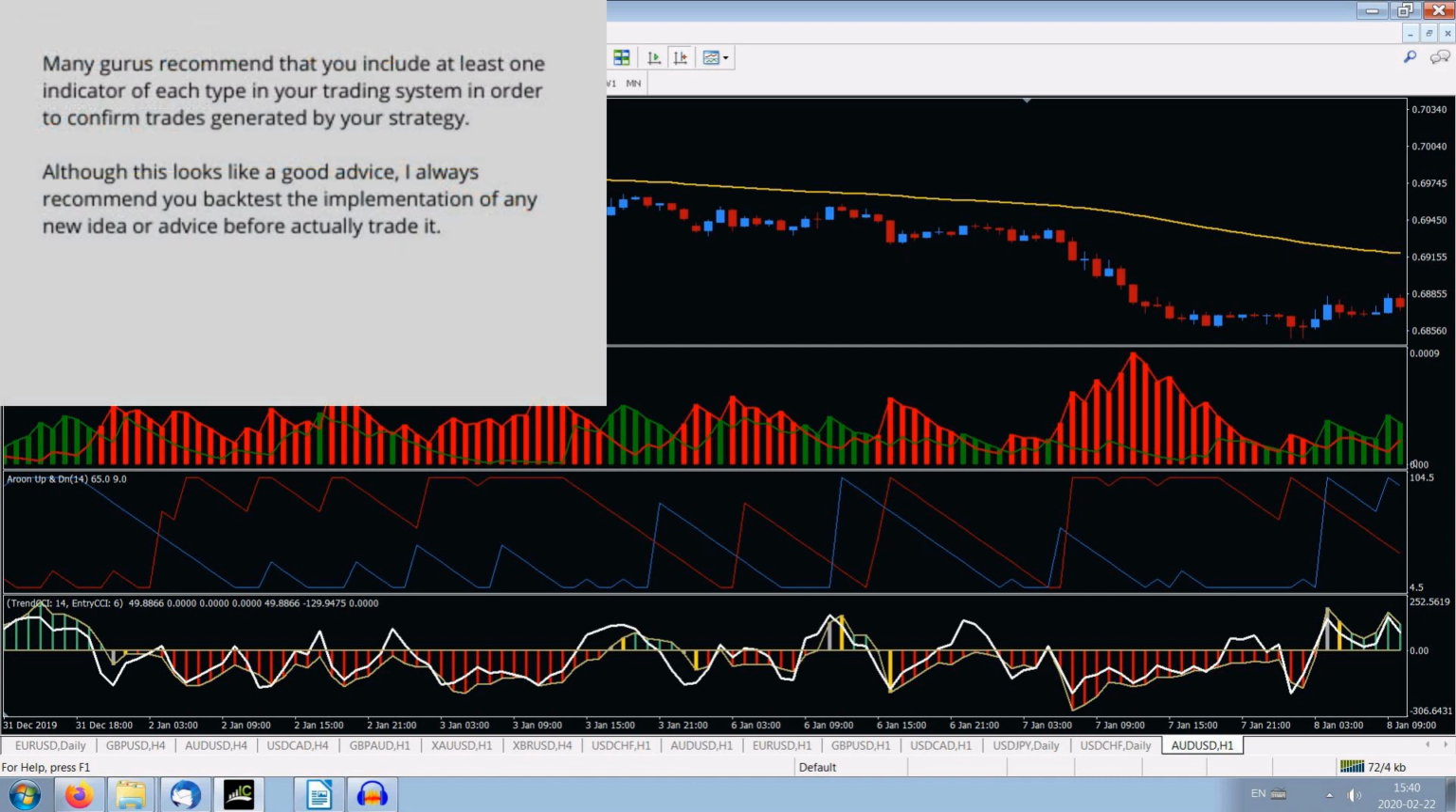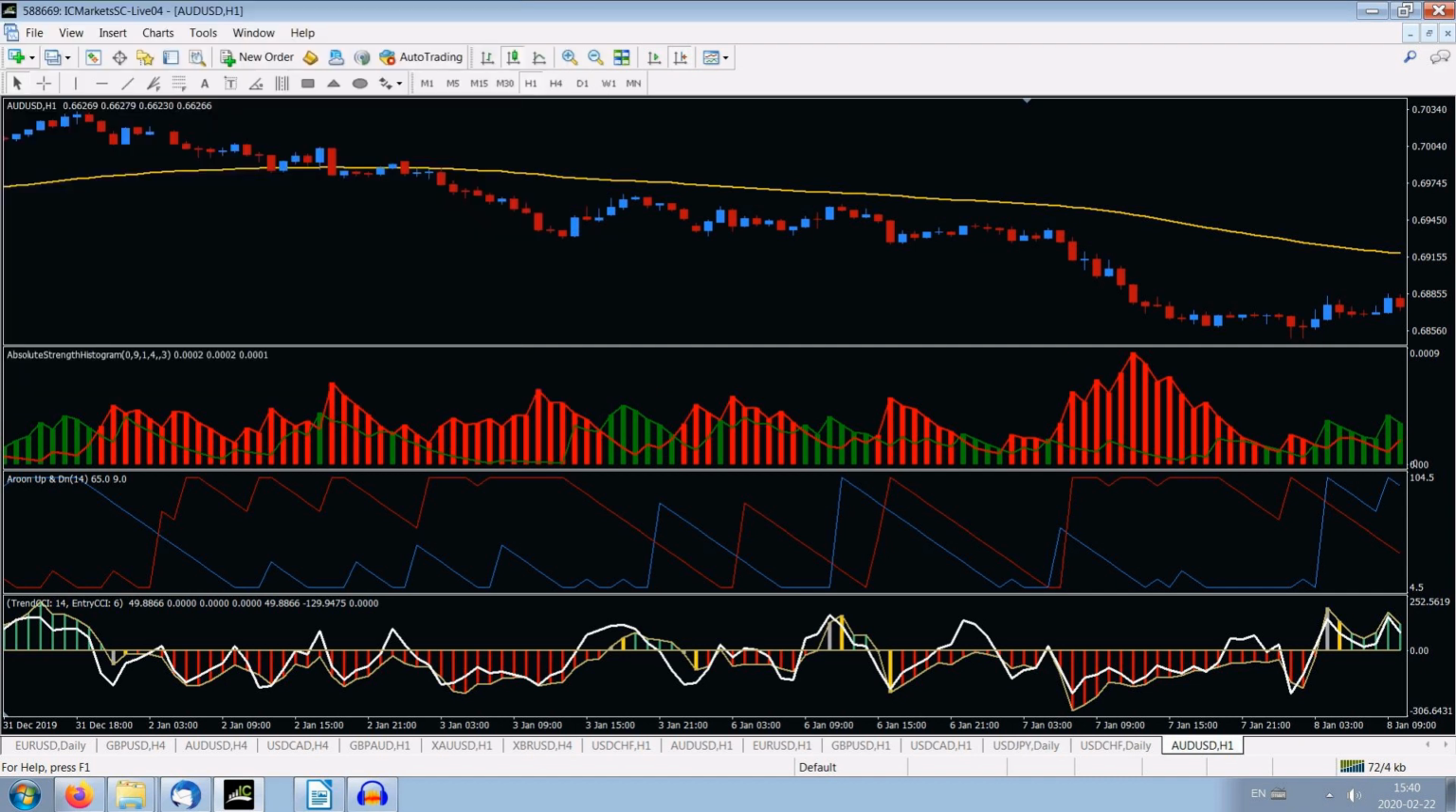Many gurus recommend that you should include at least one indicator of each type in your trading system in order to confirm trades generated by your strategy. Although this looks like good advice, I always recommend you backtest the implementation of any new idea or advice before you actually start trading on a live account. So whatever you find, trade first, guys, on a demo account, and after that you check it out. If it works, just go live.